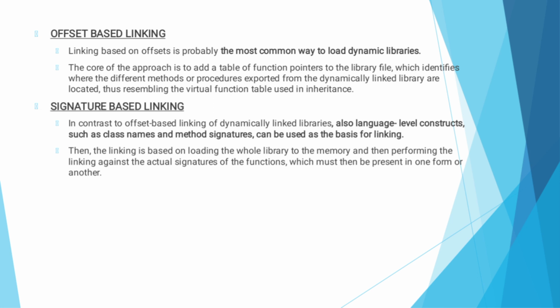In contrast to offset based linking of dynamically linked libraries, language level constructs such as class names and method signatures can also be used as the basis for linking. Then the linking is based on loading the whole library to the memory and then performing the linking against the actual signatures of the functions, which must then be present in one form or another.